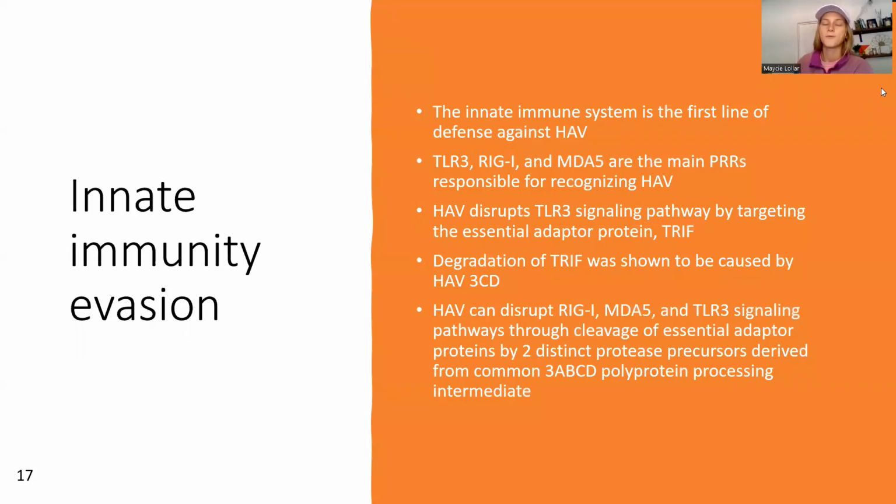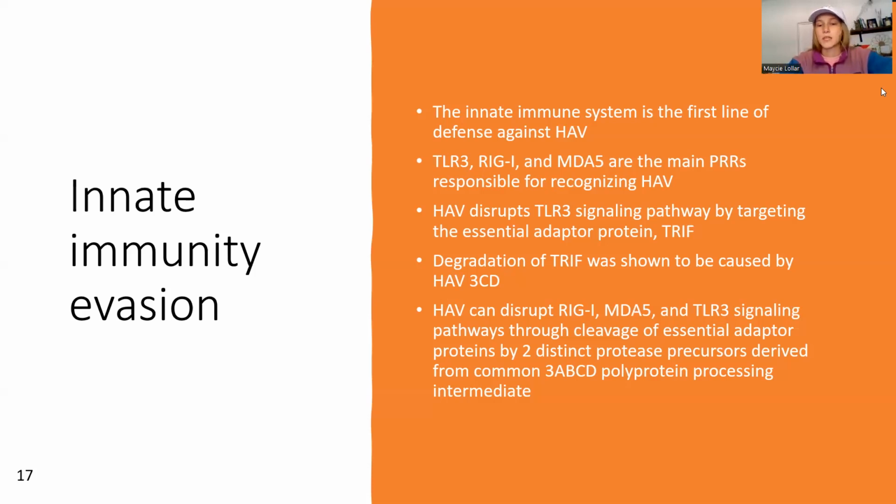So for HAV to establish an infection, it has to evade the innate immune system, which is the first line of defense against the virus. So the toll-like receptor 3, the RIG-I, and the MDA5 are the main PRRs that are responsible for recognizing hepatitis A. So hepatitis A disrupts the TLR3 signaling pathway by targeting the essential adapter protein, TRIF. And so degradation of TRIF was shown to be caused by the HAV 3CD protein.